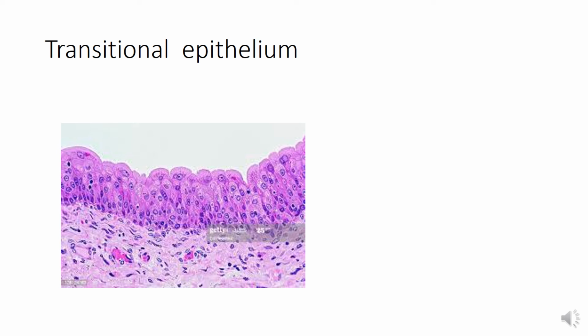Now, the structure of the transitional epithelium is best studied in a section of the wall of the urinary bladder, and it is noted that the microscopic structure of this special type of multilamellar epithelium varies greatly according to the state of distension of the urinary bladder.